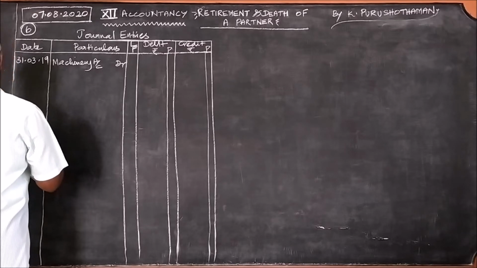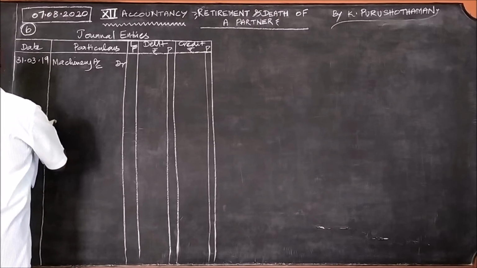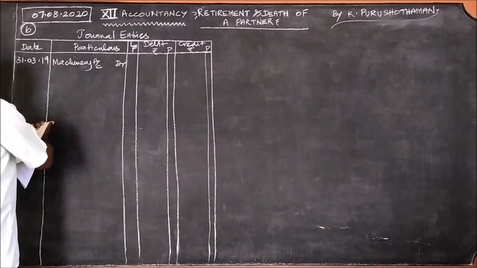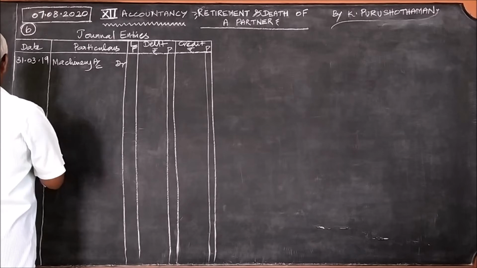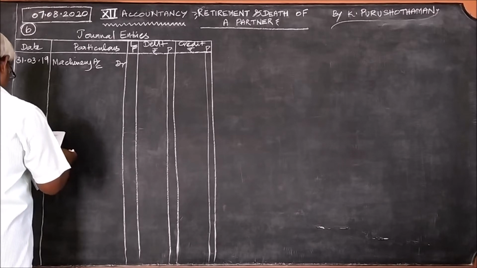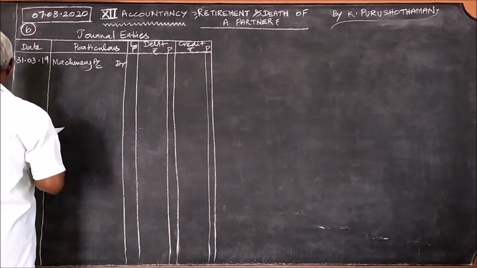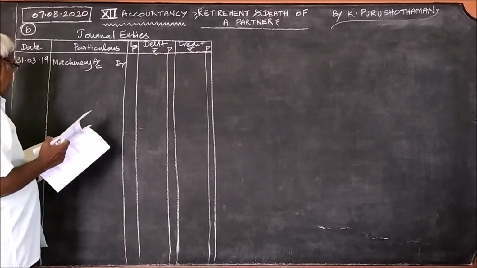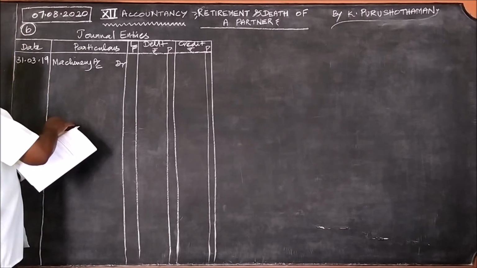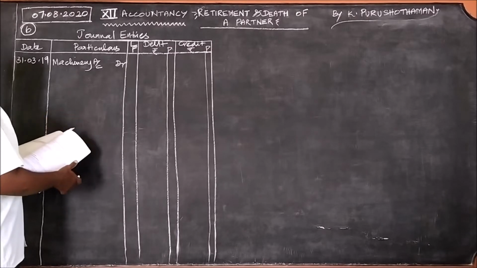Then what else is given here? We should check that also. What is actually the journal entry? We should listen to it very carefully and not confuse ourselves. And we must be very careful, as I said in the beginning.